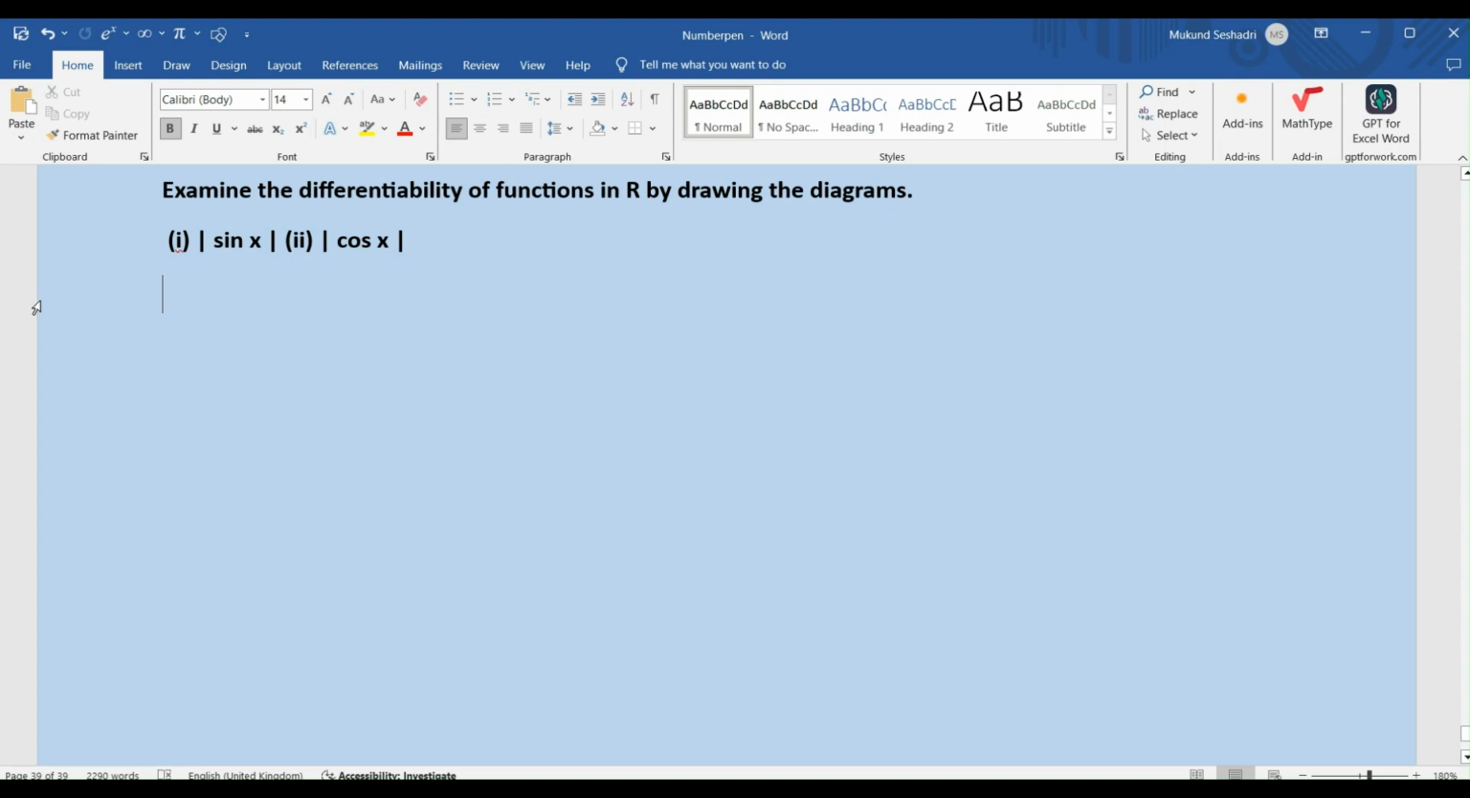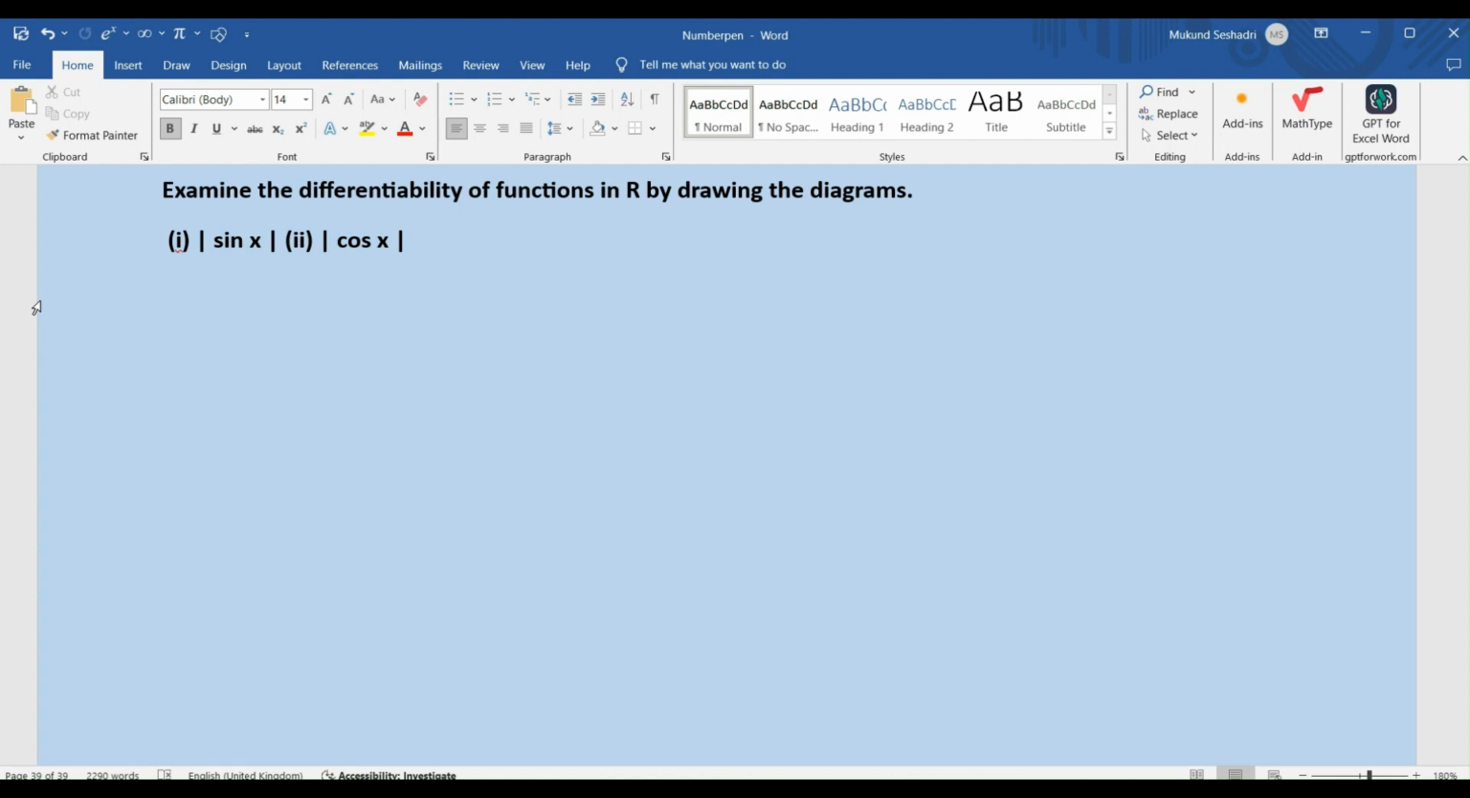There we have the problem on our screen. Examine the differentiability of the function in R by drawing the diagrams, right? We have two functions given to us. One is a mod sin x function and the other is a mod cos x function, right? We've been asked to examine the differentiability, remember, not from first principles, but by sketching the graph.